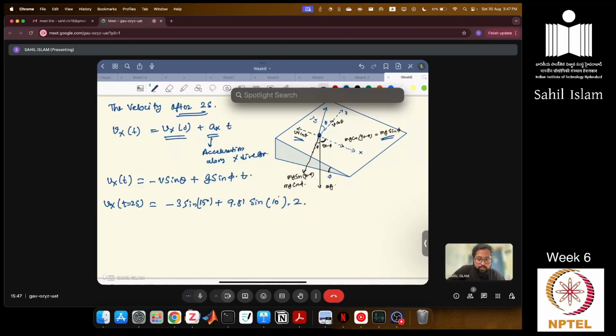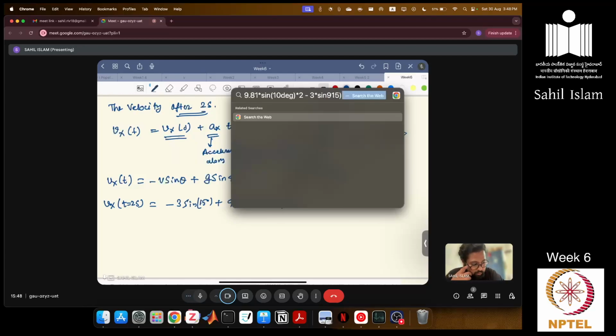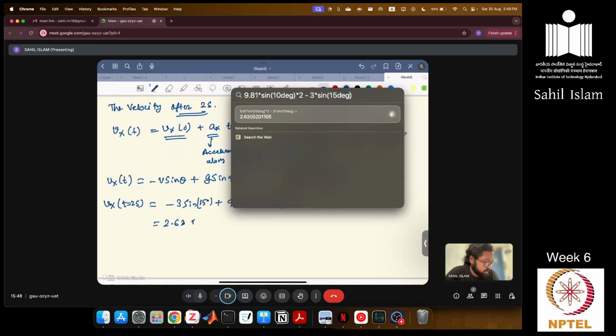So if you calculate it, 9.81 times sin 10 degree times 2 minus 3 times sin 15 degree, this becomes around 2.63 meter per second.